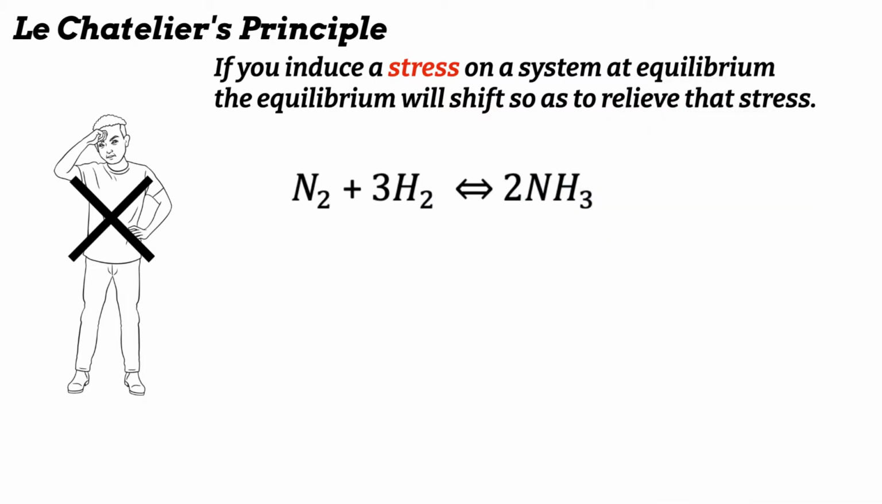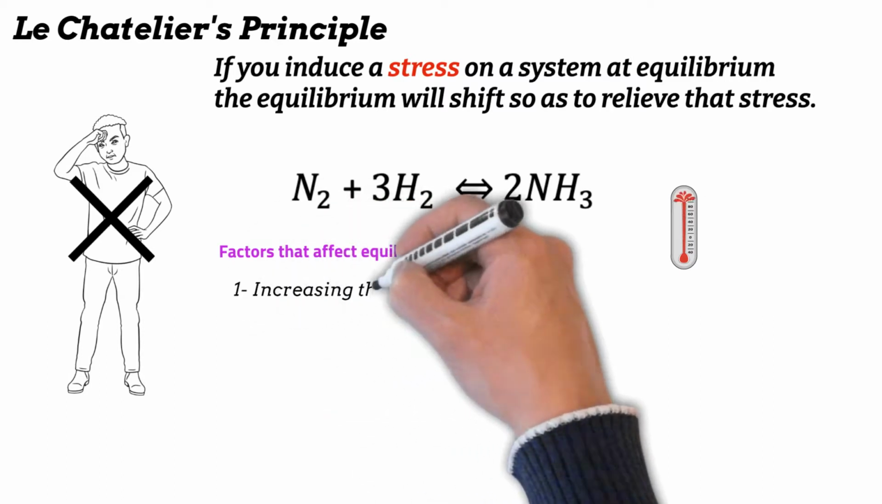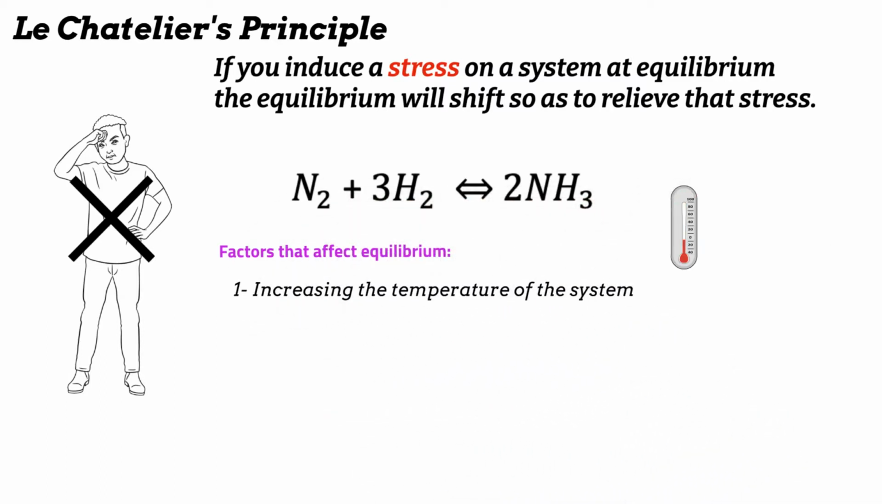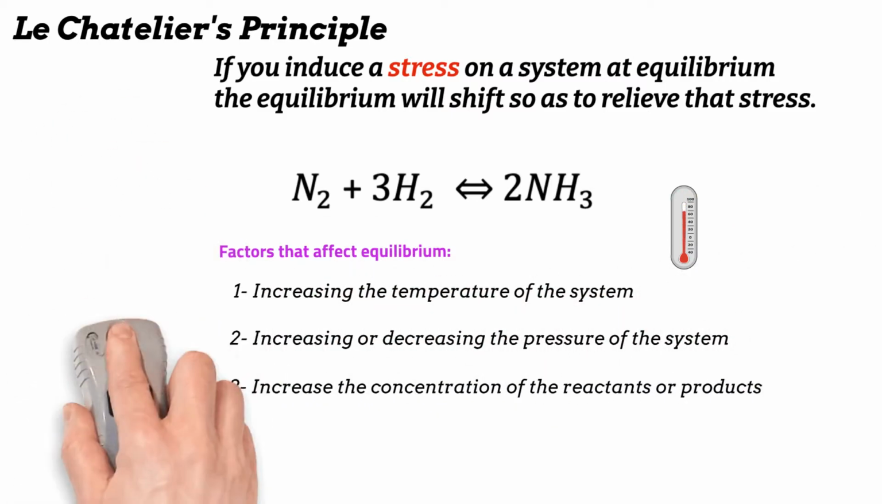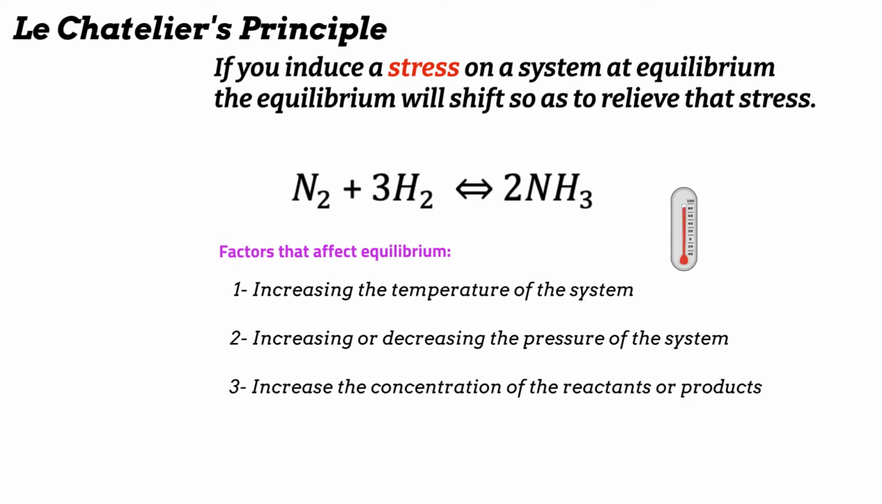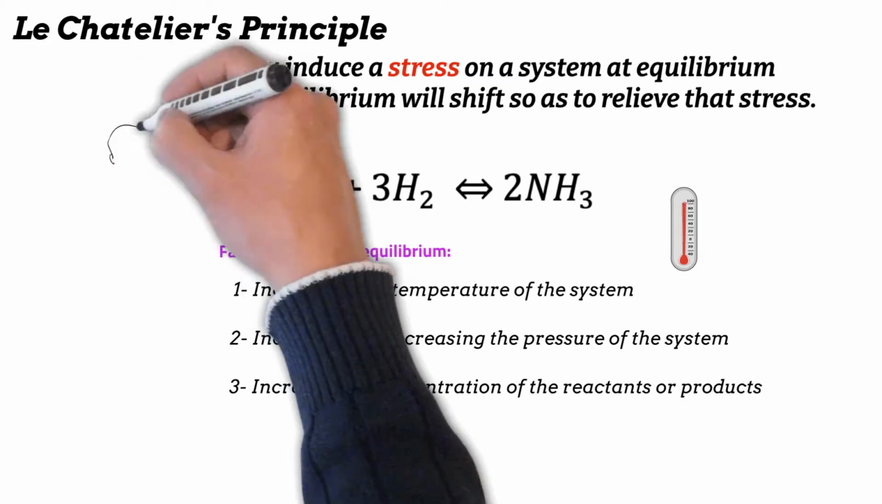Let's say this is our system. Then the factors that control the direction of a chemical equation are heat energy by increasing the temperature of the system, increasing or decreasing the pressure of the system, or increasing the concentration of the reactants or products. Once you understand these factors, you become able to control the direction of a chemical equilibrium.